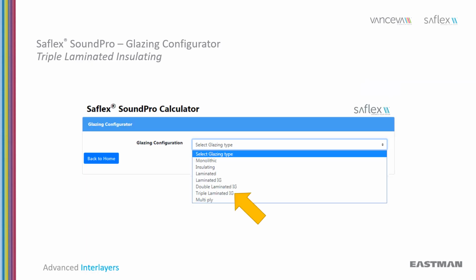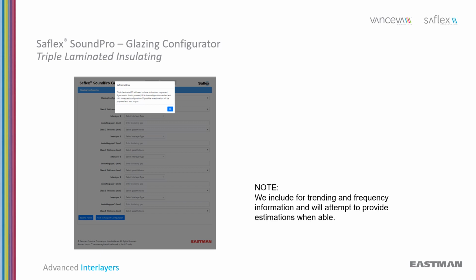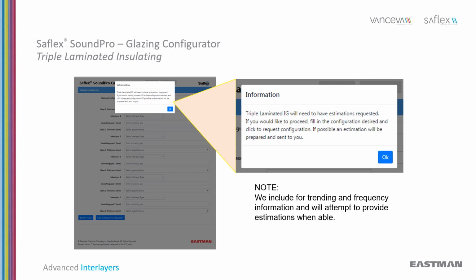What if you need to have a triple laminated insulating glass unit? You can select this from the drop-down menu. You will see, however, that a pop-up appears before you can fill in the form. That pop-up gives you information which says triple laminated insulating glazing will need to have estimations requested. If you would like to proceed, fill in the configuration desired and click to request the configuration. If possible, an estimation will be prepared and sent to you, and then you need to click the OK button.